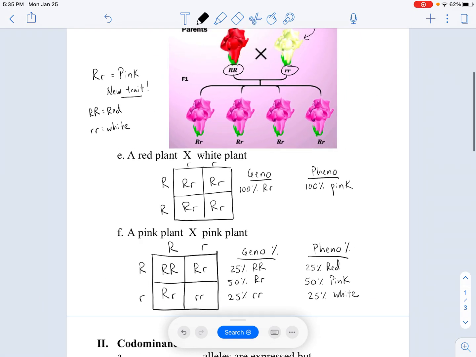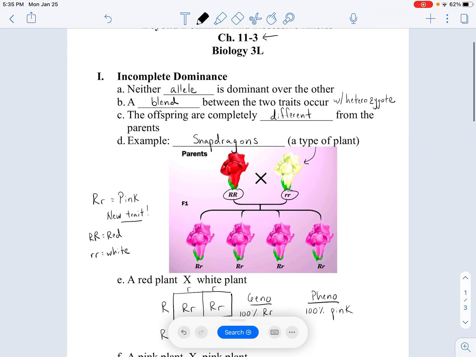So again, these types of problems are called incomplete dominance. The key word here is you get a blending of traits with the heterozygote. And that heterozygote is going to look different from both of the parents.